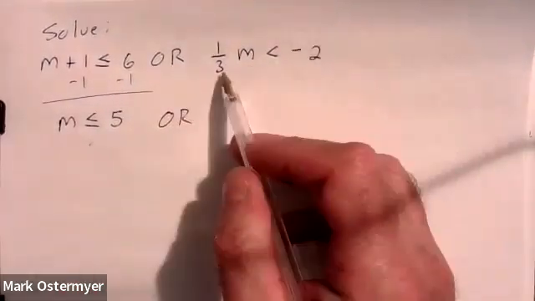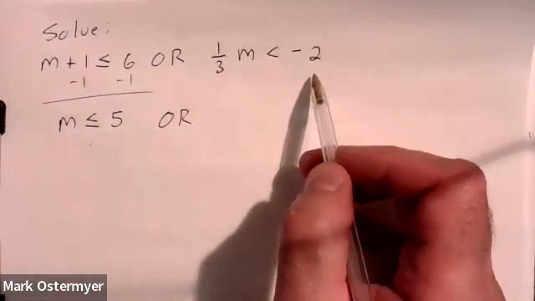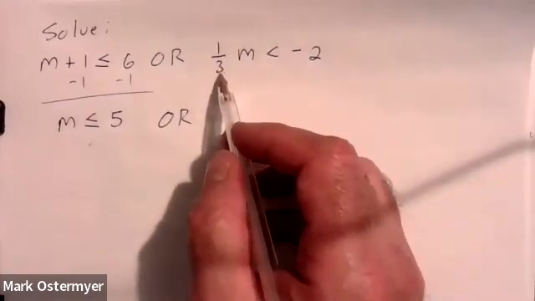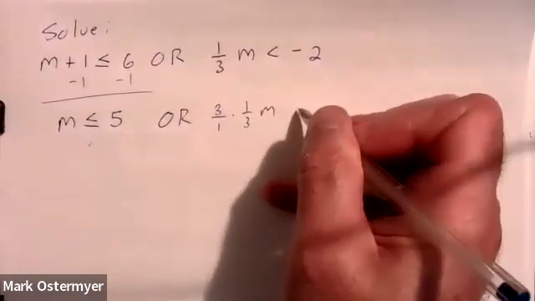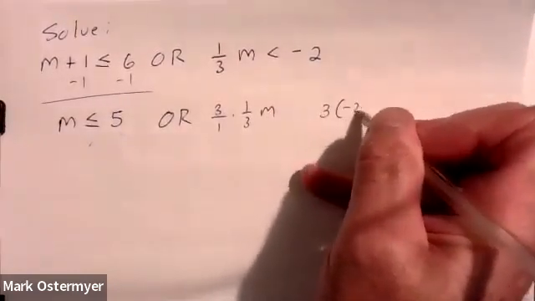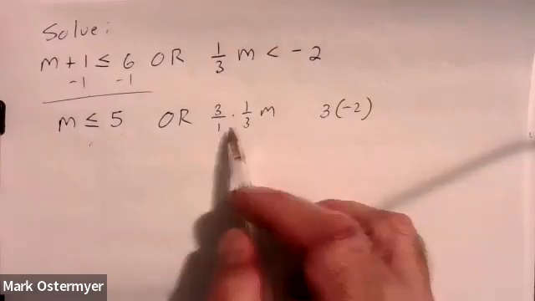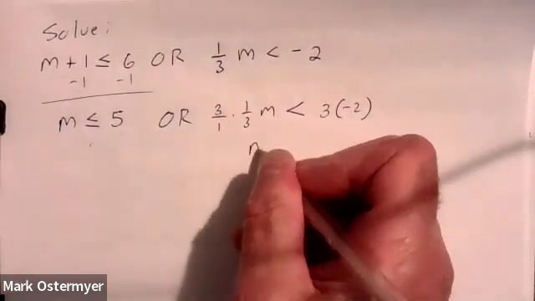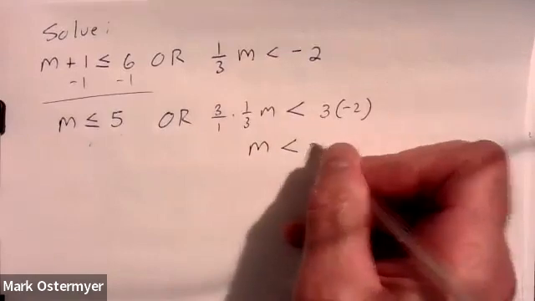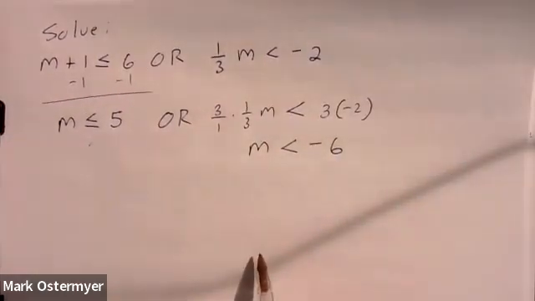Or now we have to solve this inequality for M. I would multiply both sides by 3 to knock this fraction out here. Multiplying the left by 3 and multiplying the right by 3. Wait a minute, do I flip my inequality around? I'm multiplying both sides by something. It's not negative. Yeah, I'm just multiplying both sides by a +3, so do not flip your inequality. Therefore, 3 times 1/3 M is going to be M less than 3 times -2 is -6. And there you go.